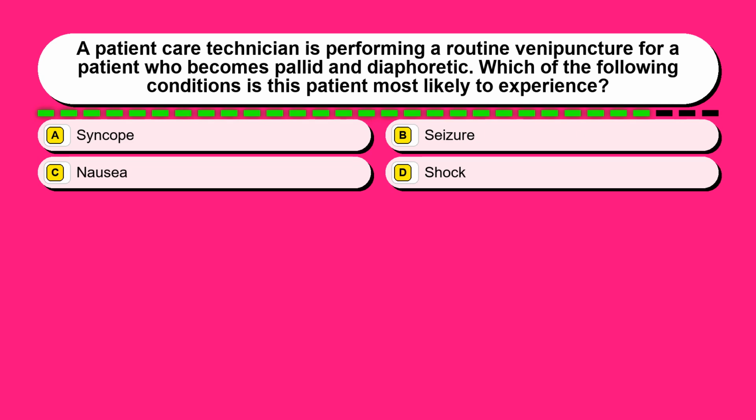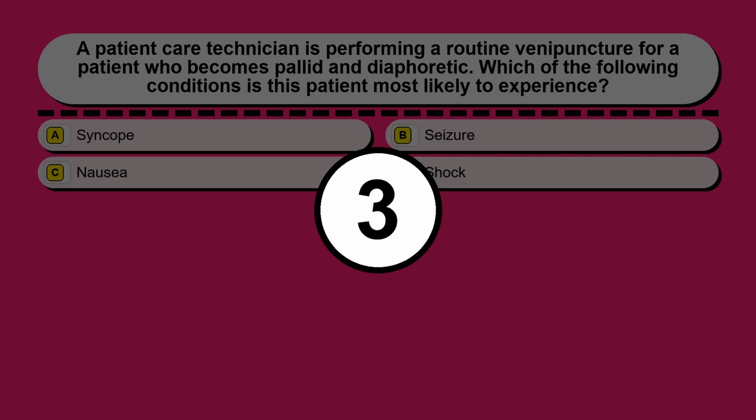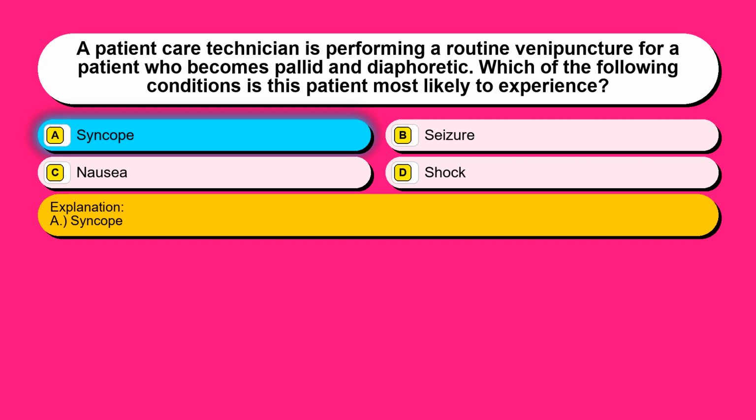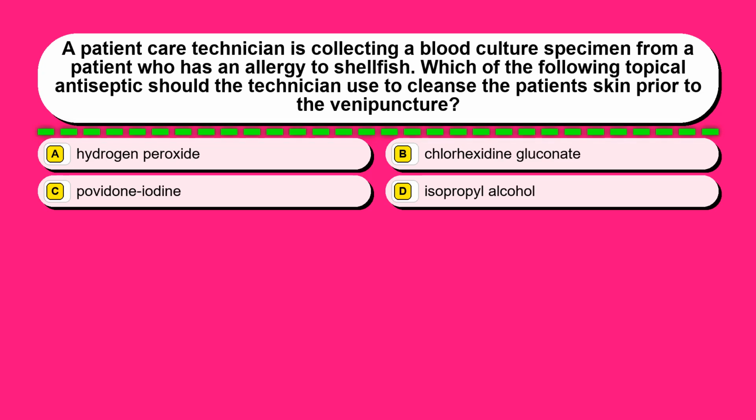Question 60. A patient care technician is performing a routine venipuncture for a patient who becomes pallid and diaphoretic. Which of the following conditions is this patient most likely to experience? Option A, syncope. Option B, seizure. Option C, nausea. Option D, shock. The correct answer is option A, syncope.